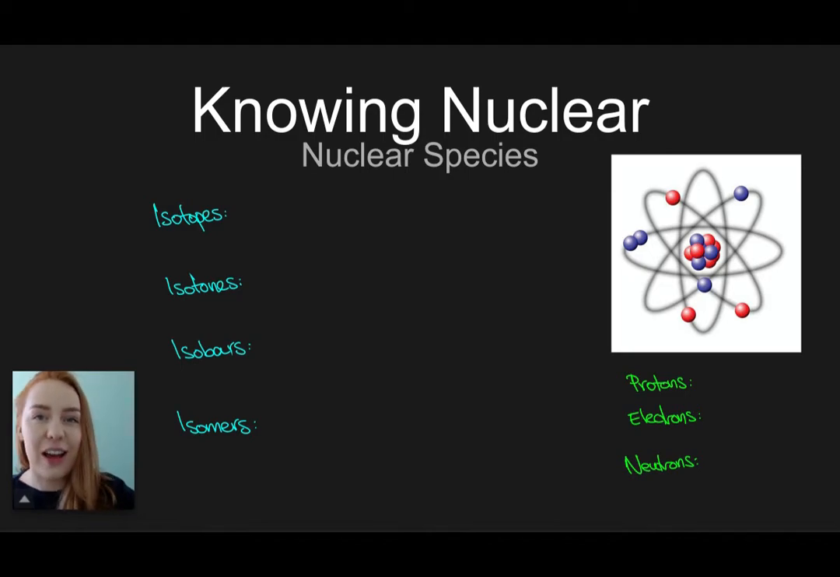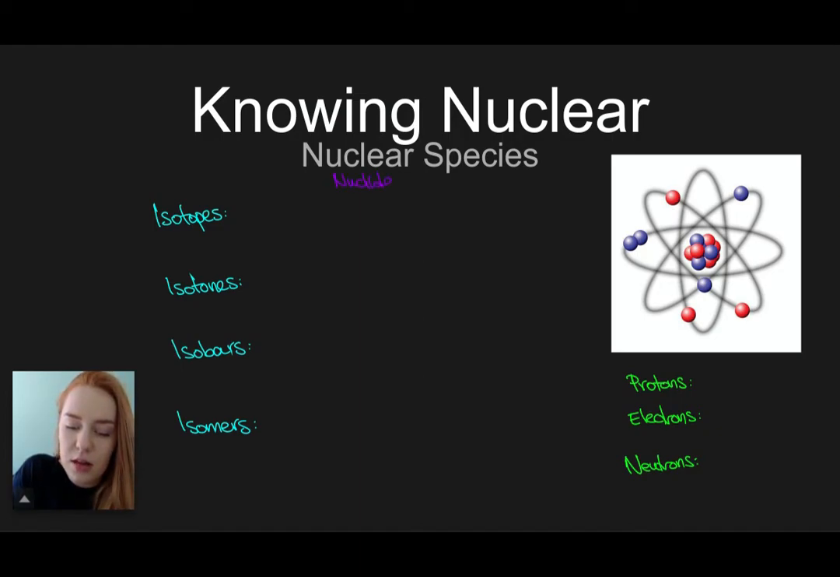Today we're going to be talking about nuclear species. Now, the term nuclide can also be used interchangeably, so I'll be using both in this video. But the definition of a nuclide or nuclear species is just different specific configurations of protons and neutrons within the nucleus of an atom. So let's look over at the atom for a quick reminder.